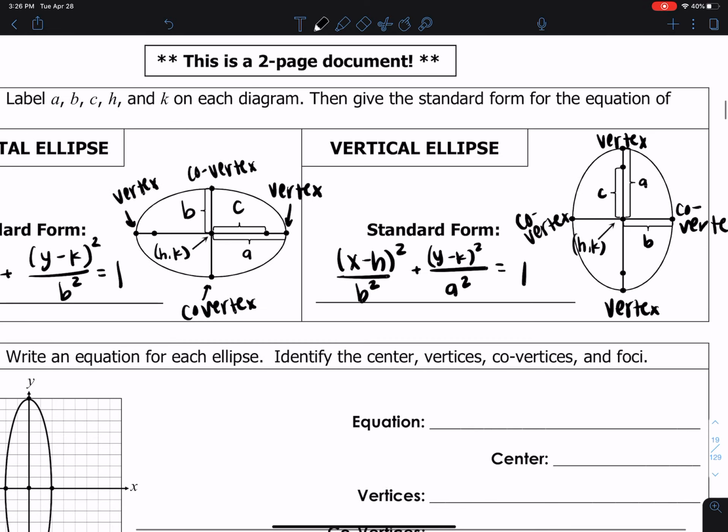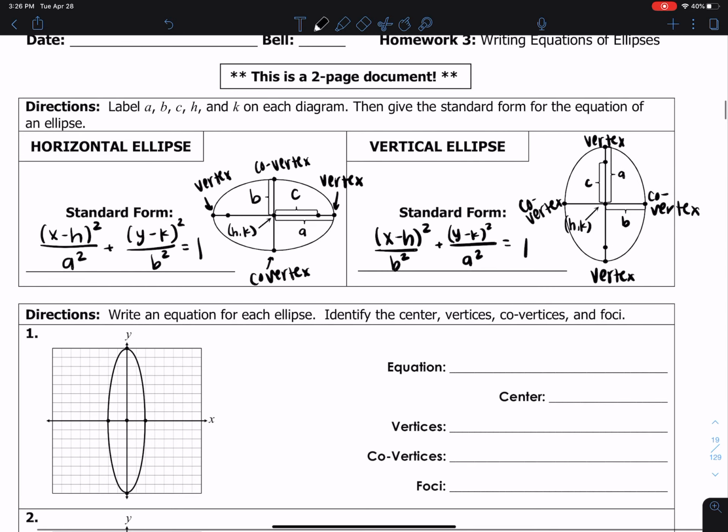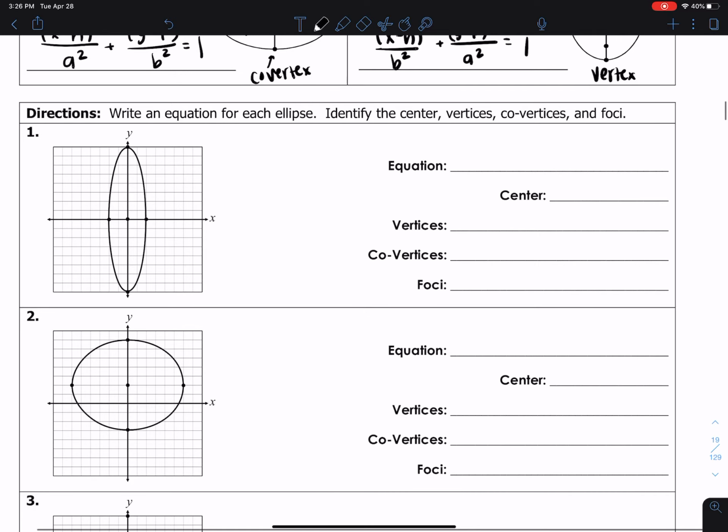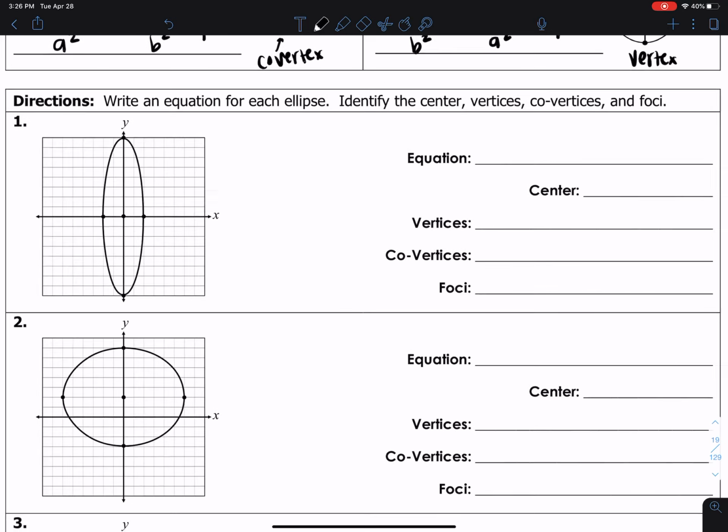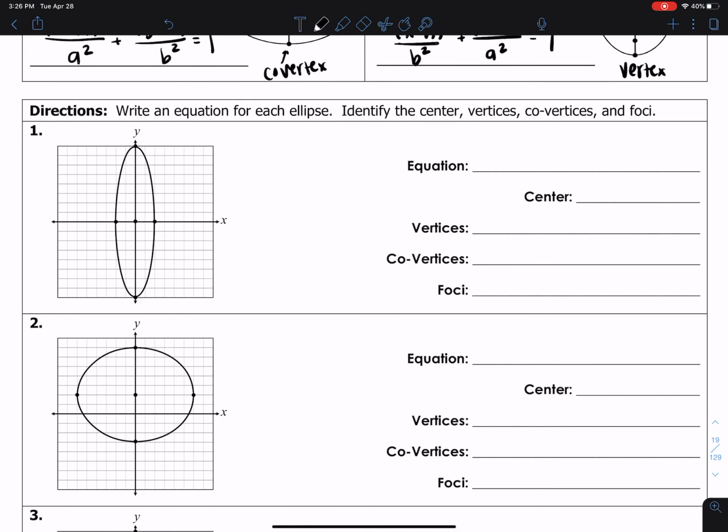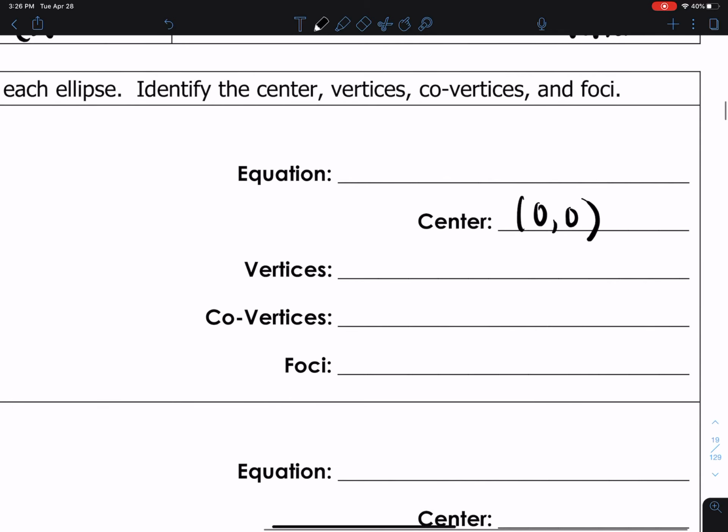Okay, so that's the parts of an ellipse. Now we're going to look at this ellipse and write the equation, the center, and find all of the other things. So the first thing is that the center is at 0, 0, so that's easy. And from that, we can tell that it's just going to be x squared and y squared. And this is going to be equal to 1.